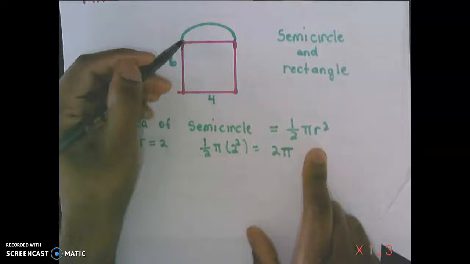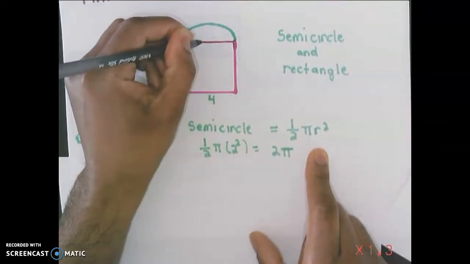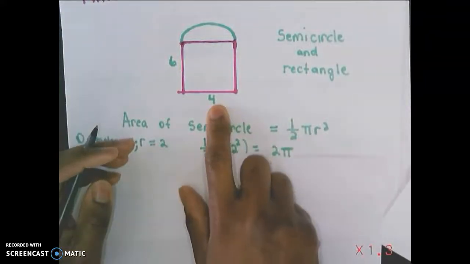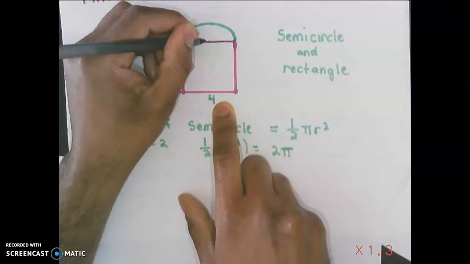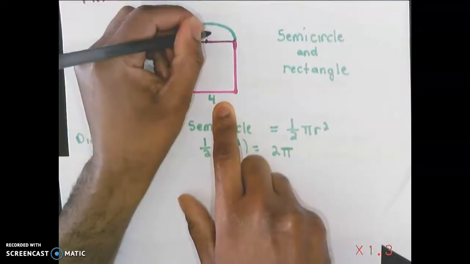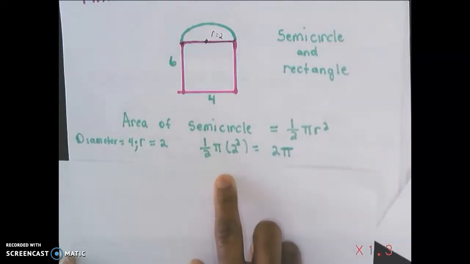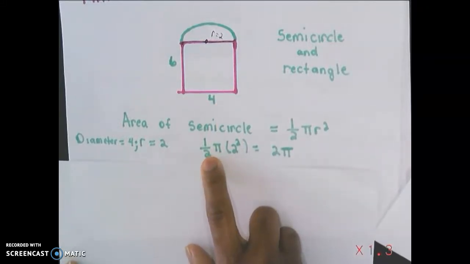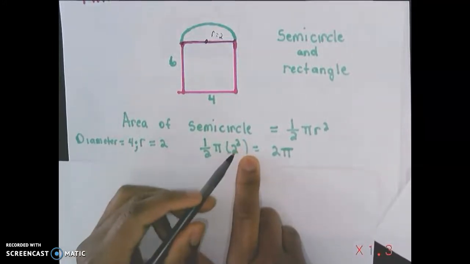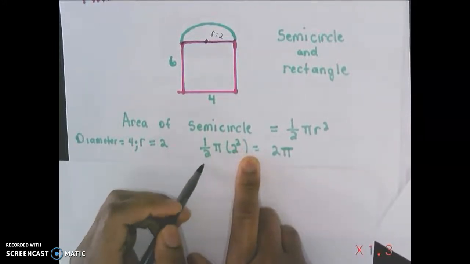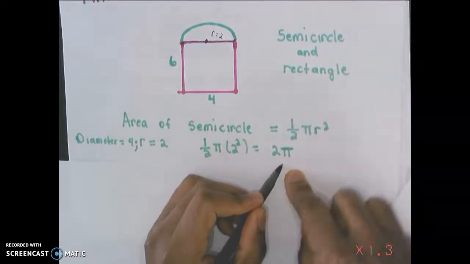Now we know that the diameter is going to be from here to here, so this is going to be our diameter. So we know if this entire distance is 4, so the diameter is equal to 4, then we know the radius of this circle is going to be equal to 2. So here we know that to find the area of the semicircle, we're going to have 1/2 pi 2 squared, and 2 squared is going to be 4, and what is half of 4? Half of 4 is 2. So we know the area of the semicircle is going to be 2 pi.